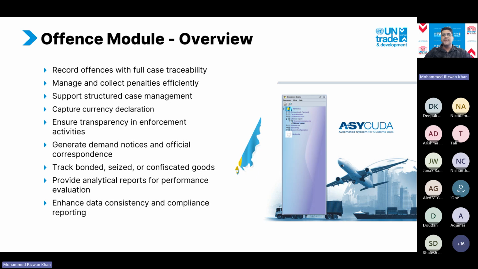Next, it helps to manage and collect penalties. This module has the capability of collecting penalties. So if there is an offense committed and there is a penalty associated with that offense, you can collect the penalties through this module as well. Once the penalty is issued, the system tracks the payment process until settlement. So it reduces the risk of lost or uncollected revenues.